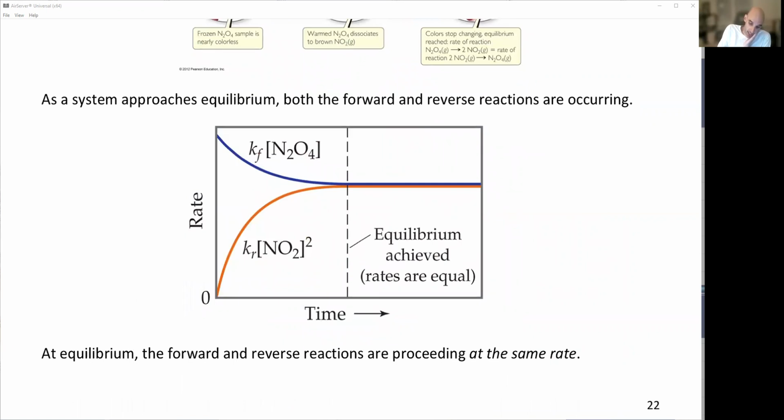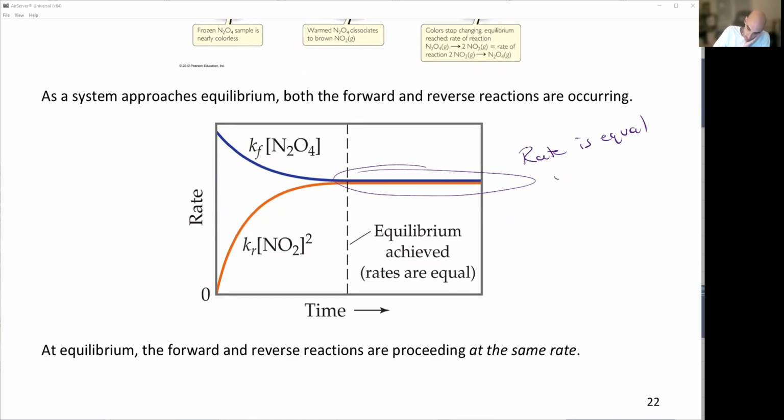Again, we know the reaction is going to start off very quickly, with the gain of NO2 and the loss of N2O4. Because this is a 1-to-2 ratio, the NO2 gain goes much quicker, since we produce twice as much just as fast. And what we notice is we reach this point where the rates are in fact equal. This is the point right here where equilibrium is established. Rate is equal at equilibrium.